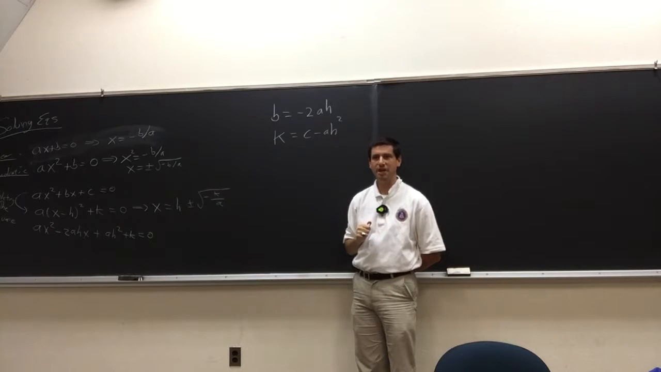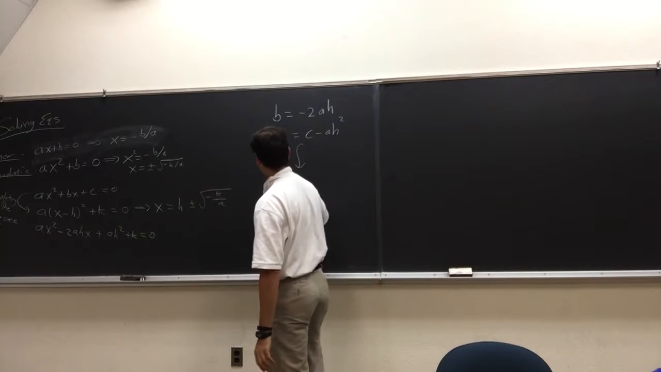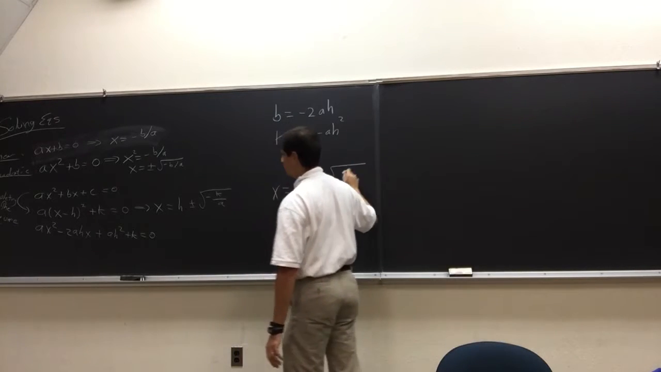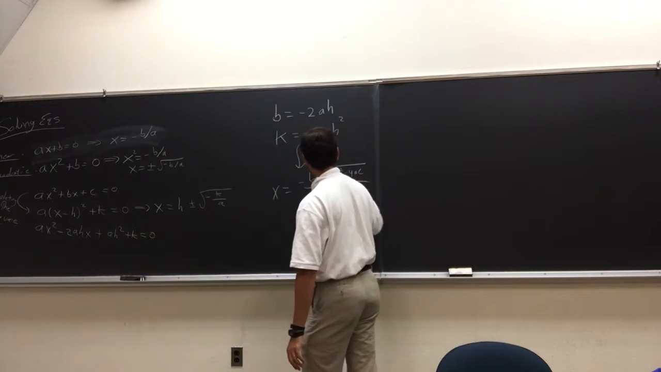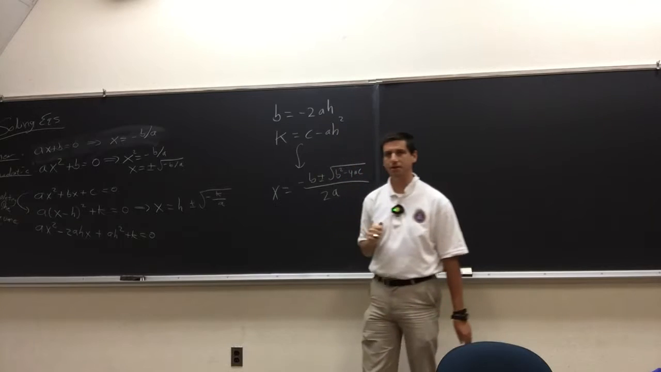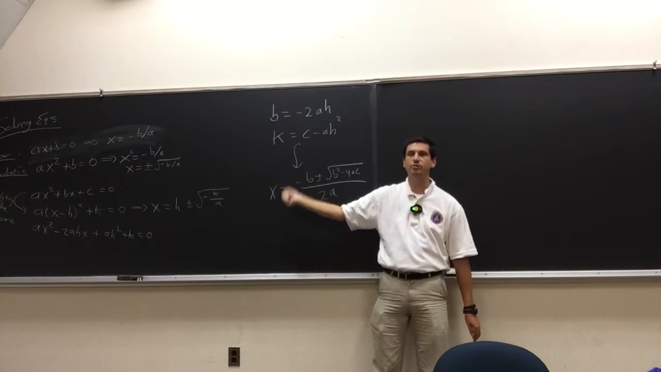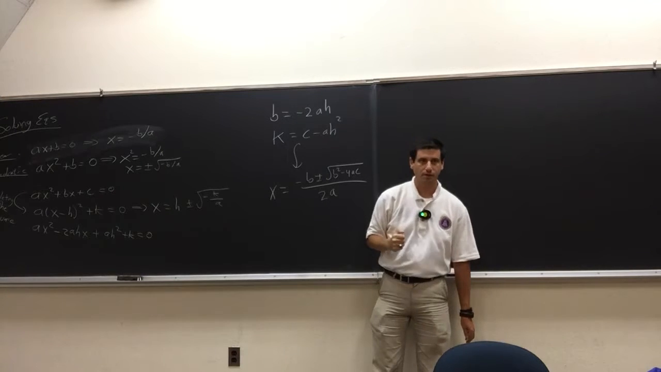So hopefully I haven't made an algebra mistake. If I haven't, when the dust settles, we get x is equal to negative b plus or minus the square root of b squared minus 4ac, all over 2a, if I've done the algebra right. But the idea is we took a general quadratic and reduced it to a simpler quadratic that we knew how to solve. Okay.